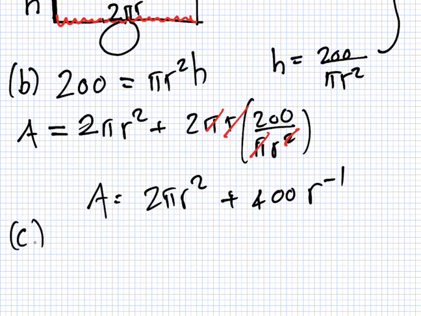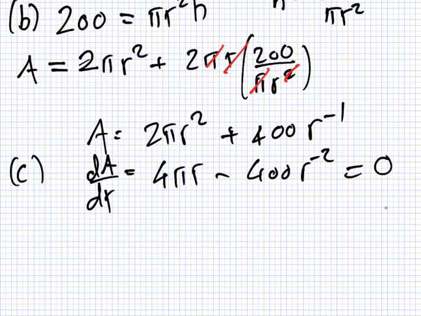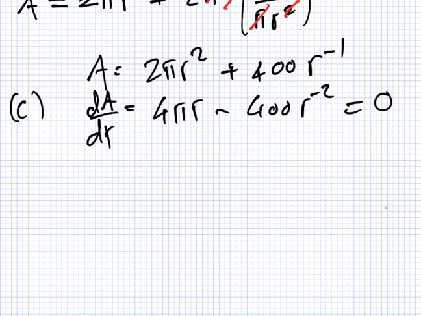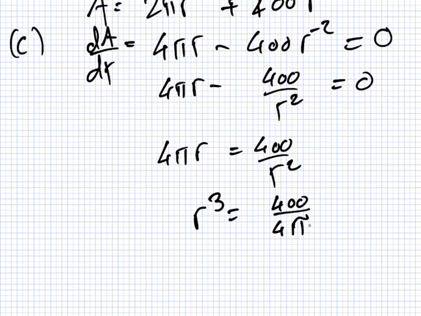Part C is find the value of r that makes this a minimum. So that's straightforward. To make a minimum, we need to make its derivative, which is 4 pi r minus 400 r to the minus 2, equal to 0. That's how we make a minimum or a maximum. So to find a minimum or a maximum, we need to make the derivative 0. You all know that, we've seen that. So we have now 4 pi r minus 400 over r squared needs to equal 0. 4 pi r needs to equal 400 over r squared. So r cubed must equal 400 over 4 pi. So now we have the answer really, 400 over 4 pi, and then cube root that.